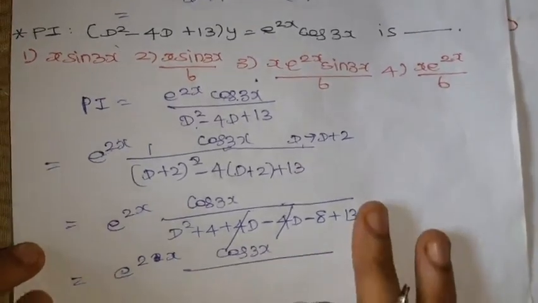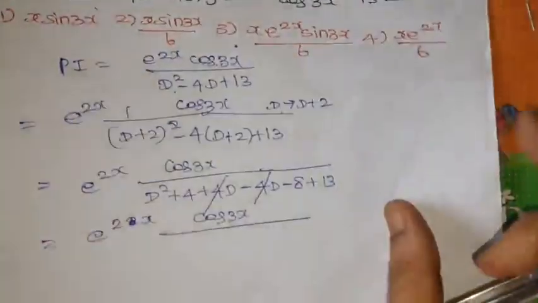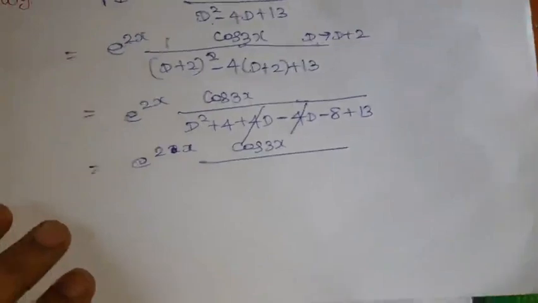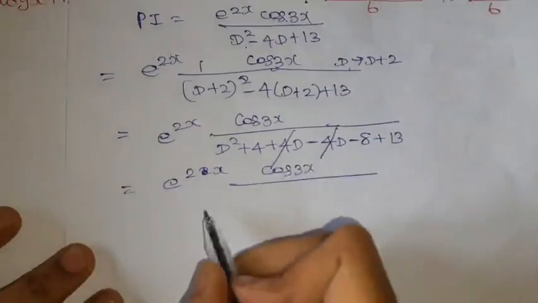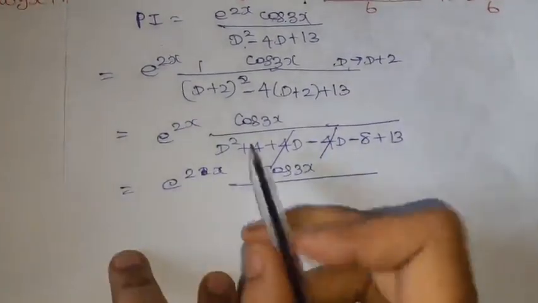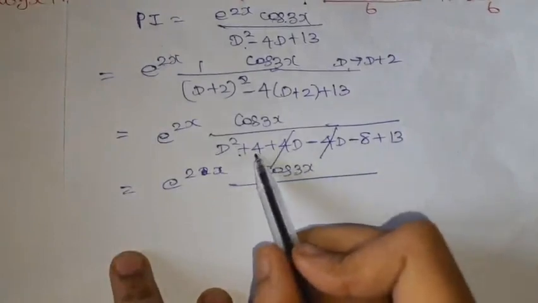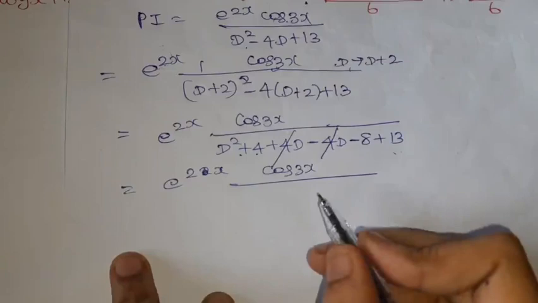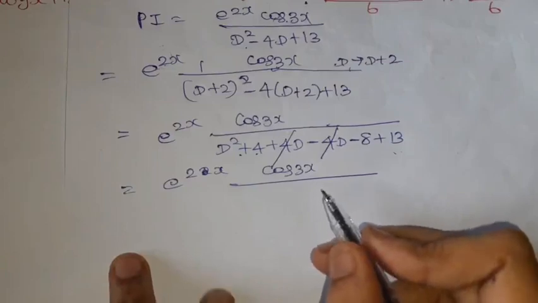divided by D squared plus, now eliminating the numerical, what is that? 13 plus 4, 17, 17 minus 8, 9. So, D squared plus 9 in the denominator.